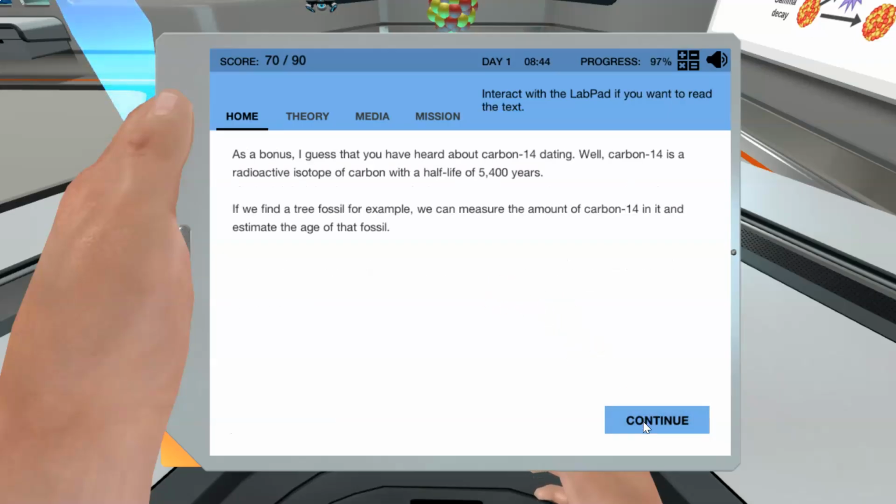As a bonus, I guess that you have heard about carbon-14 dating. Well, carbon-14 is a radioactive isotope of carbon with a half-life of 5,400 years. If we find a tree fossil, for example, we can measure the amount of carbon-14 in it and estimate the age of that fossil.